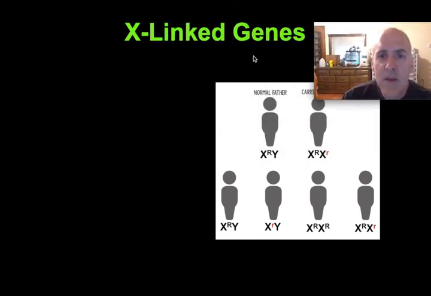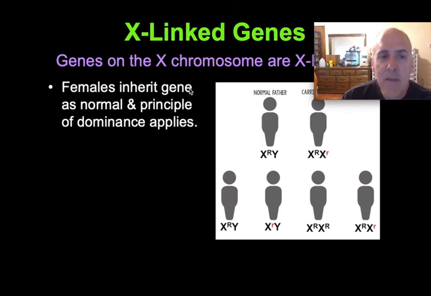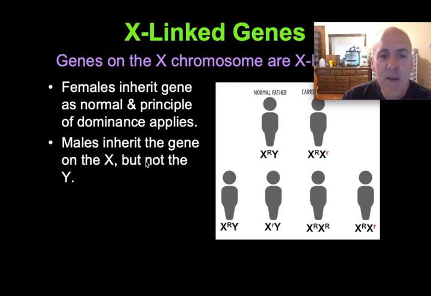So let's talk about X-linked genes. Genes on the X chromosome are called X-linked. So females inherit genes as normal. They get an X from both parents, and the principle of dominance applies. You have two X's for a female. The male inherits the gene on the X, but not on the Y. So a male only gets one copy of the genes that are on the X chromosome.